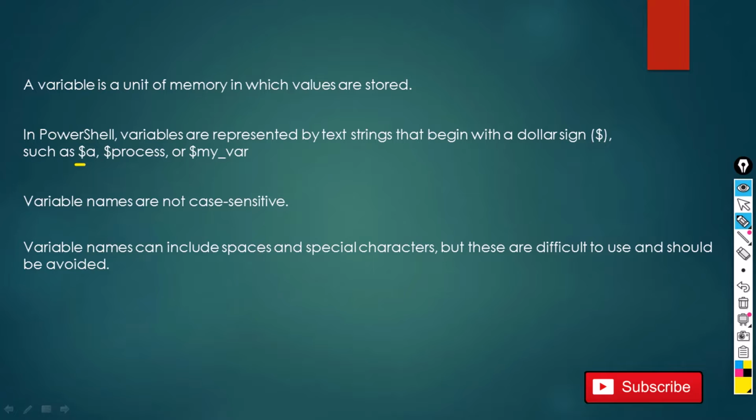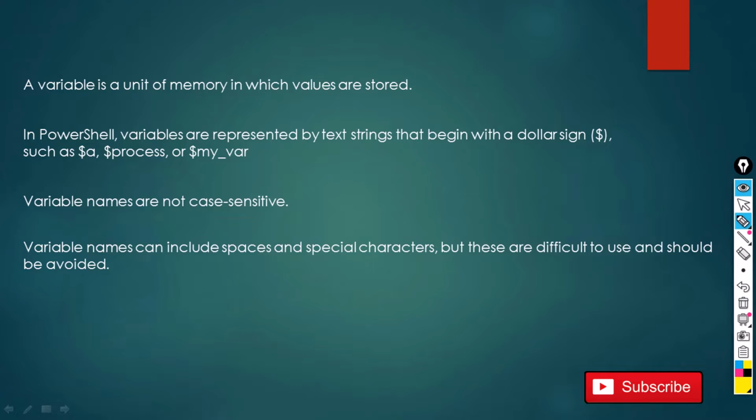And then variable names are not case sensitive. If you're not aware, PowerShell by default is a case insensitive language, which means until and unless you explicitly specify case sensitivity, PowerShell is not going to take case into account. So if you create a variable with a lowercase a, you can also call it with an uppercase A. It doesn't really matter, because PowerShell treats variables and anything else as case insensitive by default.